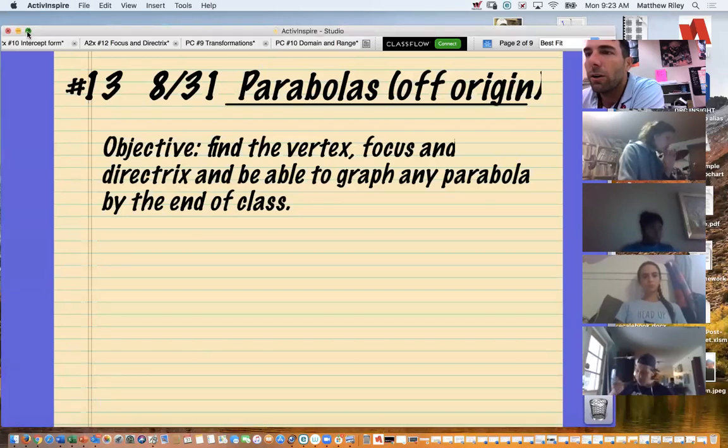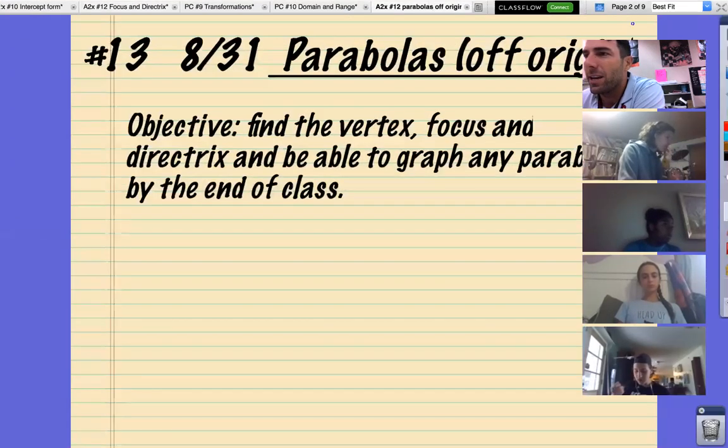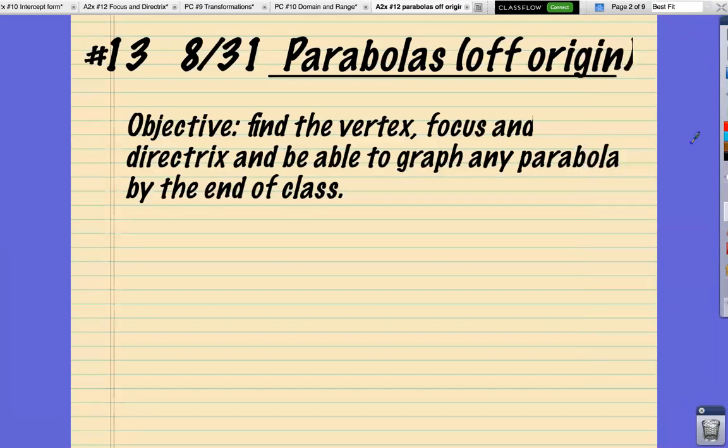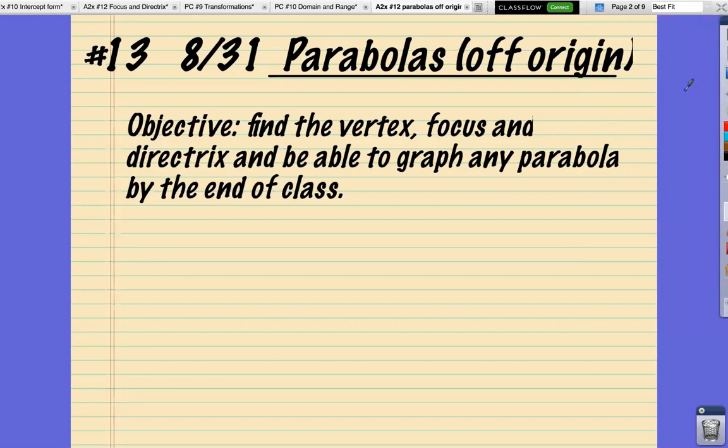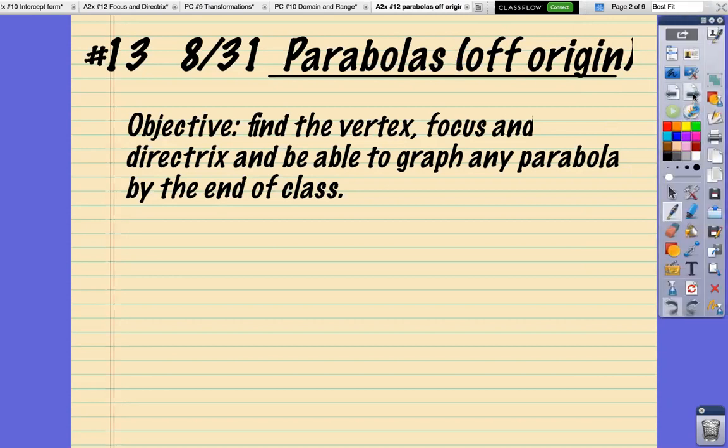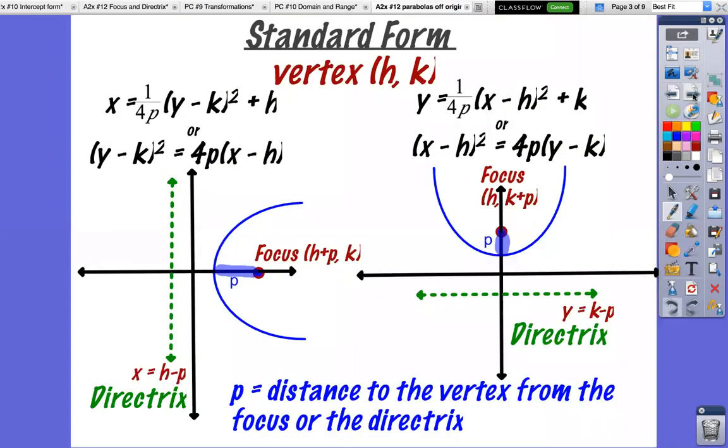So on Friday, we talked about parabolas X and Y. If it opens up, down, left, right, how we know everything about it, the focus and the directrix. Today, by the end of class, you should be able to do this off of the origin. All of the questions I asked you on Friday are going to be the same questions I ask you now. So hopefully you understand this.